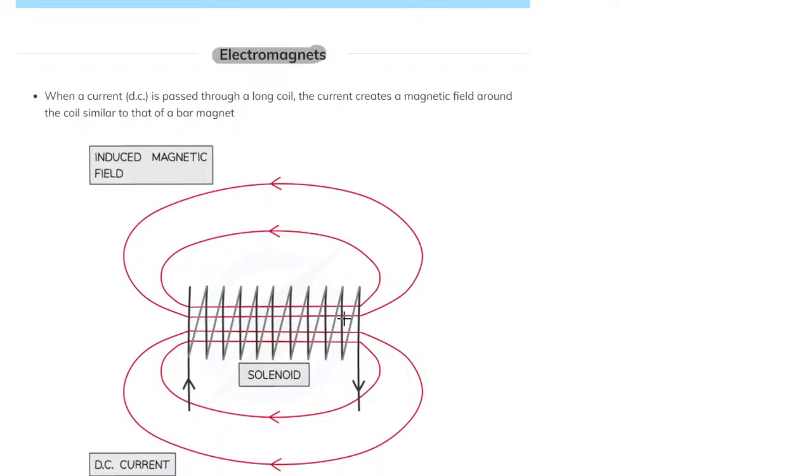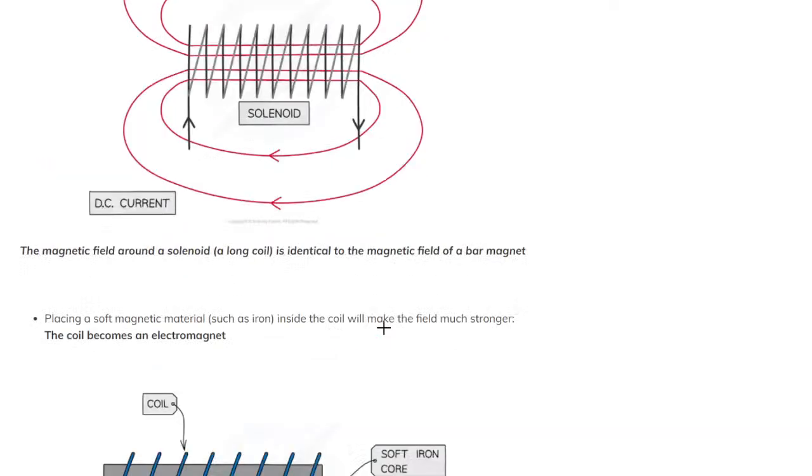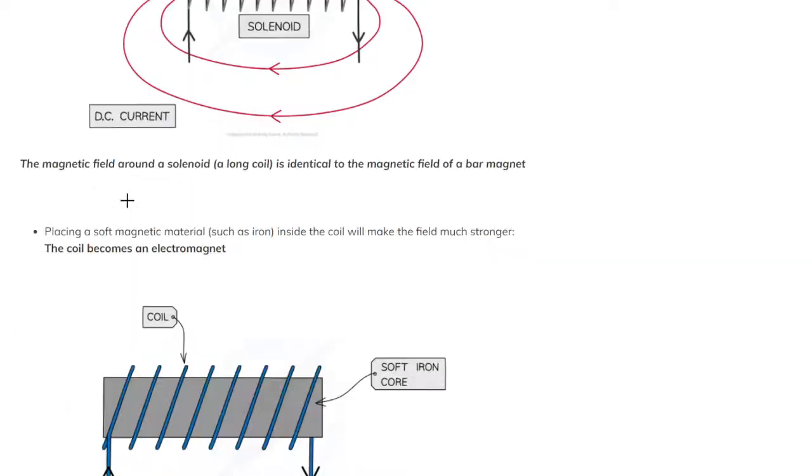Here I was telling you, like in the first topic about the solenoid, here's where we use it. The solenoid, as you can see in the center right here, when we pass DC around it, it will gain a magnetic field around it, just like the bar magnet. The magnetic field around a solenoid is identical to the magnetic field of a bar magnet, so it has the same sort of features.